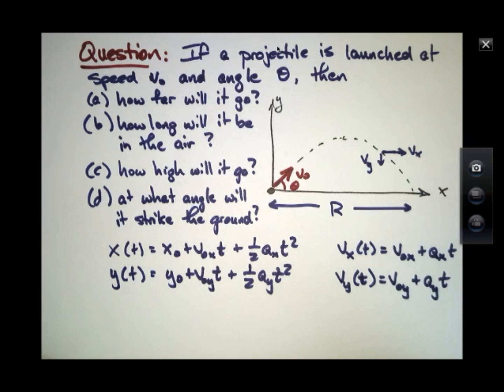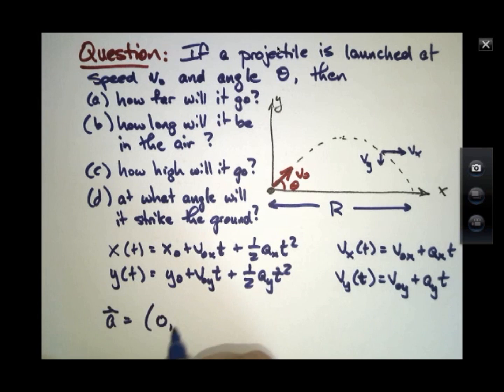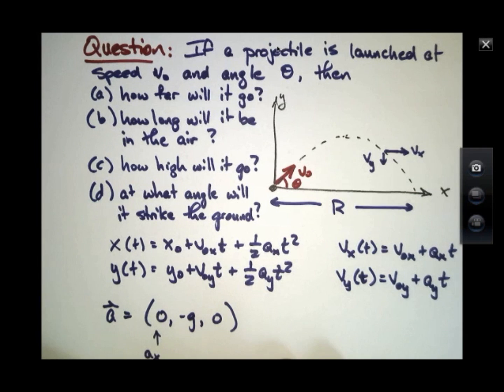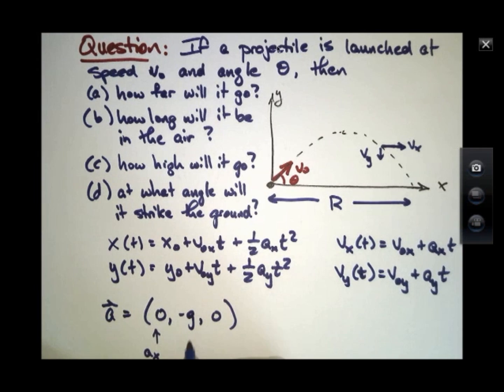The only difference here is that the acceleration, which is a vector, is 0, minus g, 0. In other words, its x component is 0, its y component is minus g, and its z component is 0. So we can break our problem down.